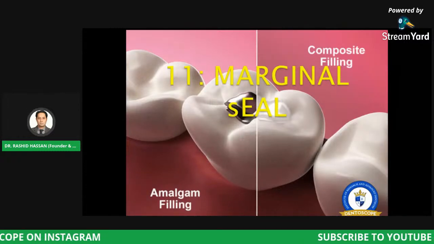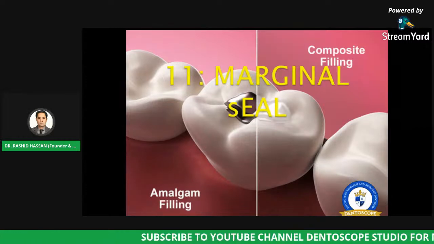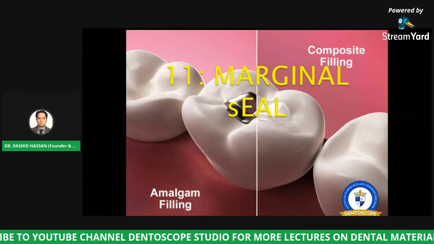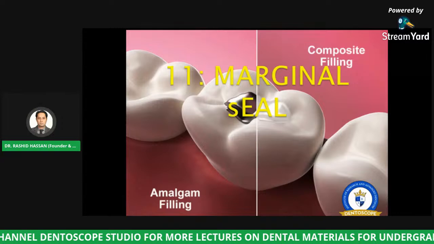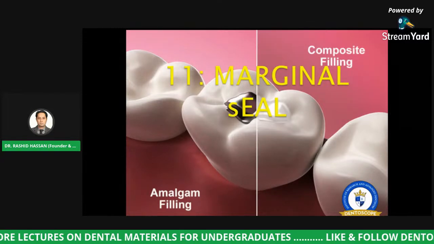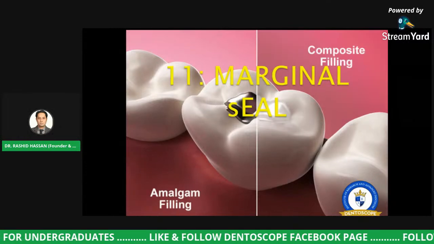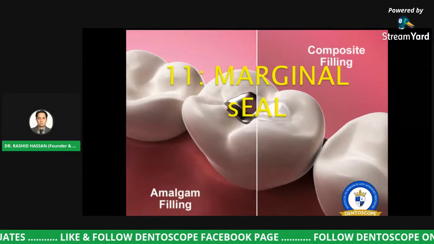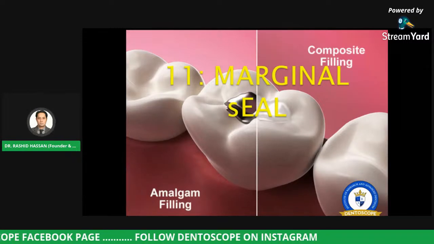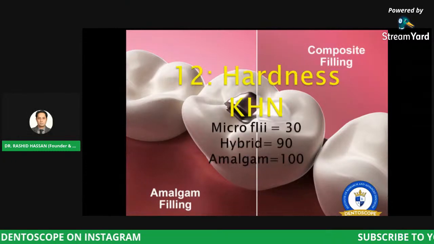That shrinkage will cause the material to be somehow away from the tooth structure on a microscopic level, and that becomes an active site for the food lodgement, as well as for the micro leakage and recurrent caries as well, that can occur due to the polymerization shrinkage of dental composite. So that's the difference between the marginal seal of dental amalgam as compared to the marginal seal of dental composite.